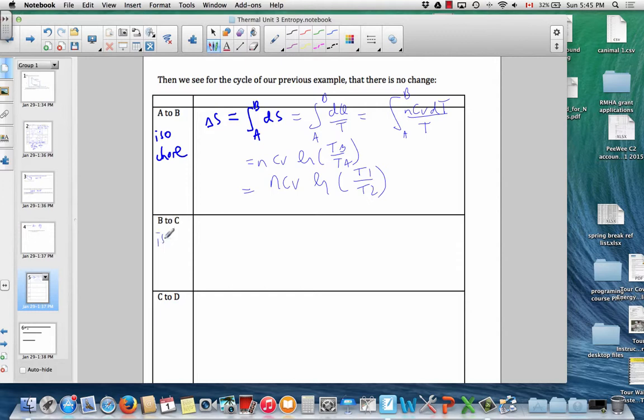Okay, next, from B to C, that was the isothermal process. So T is going to be a constant here. So delta S is the integral from point B to point C of dS, and dS is dQ over T. T is a constant, so it comes out. Now, which T? Along this isotherm from B to C, the temperature was T1. So now we're just adding up dQ between B and C.